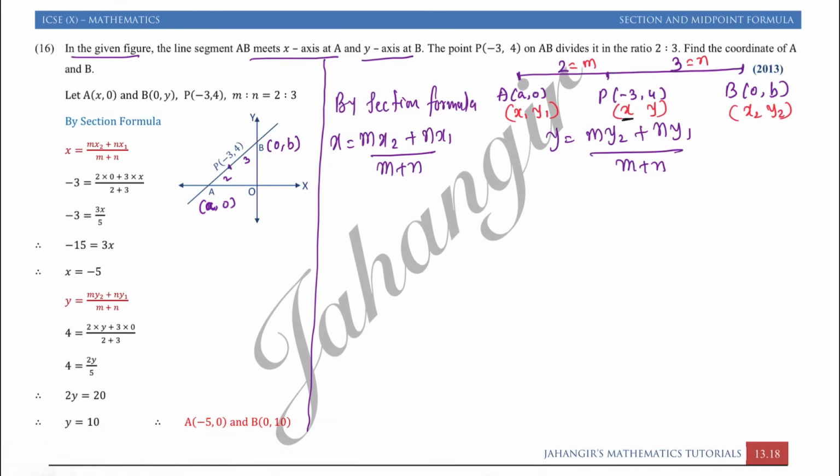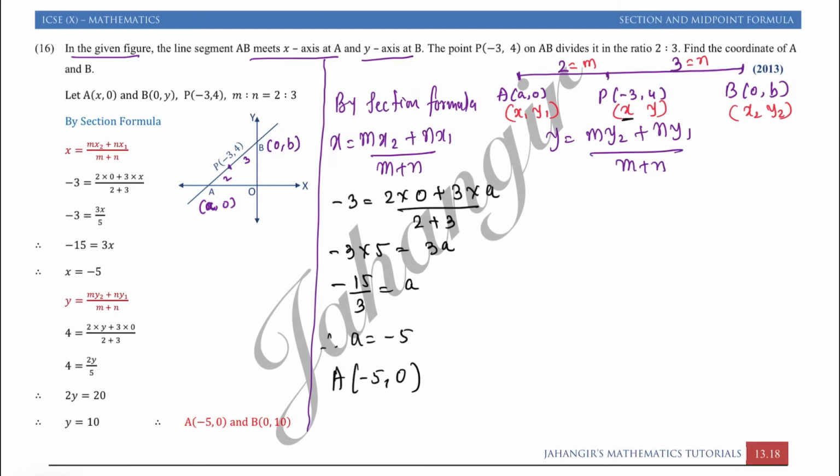So x is minus 3, that is equal to m is 2 into x2 is 0 plus n is 3, x1 is a, upon m plus n, that is 2 plus 3. So we can write minus 3 into 5 is equal to 3a, minus 15 by 3 is equal to a. So therefore a is equal to minus 5. So we get coordinate of A as minus 5 comma 0.